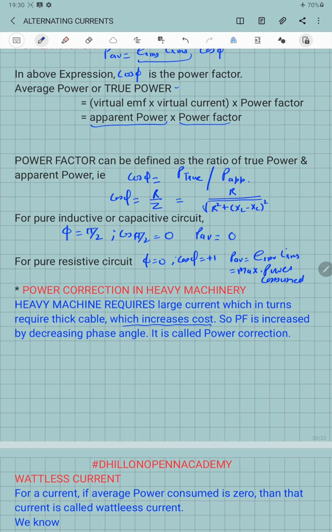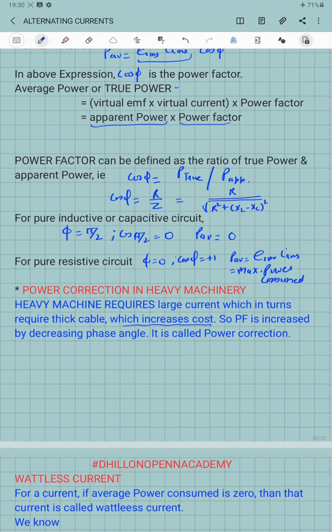So instead of using thick cables for supplying current to the machinery, which can increase the cost, the value of the power factor is adjusted so that, without requiring thick cables, the heavy machinery can be operated. For this, the value of the power factor is increased by decreasing the phase angle.